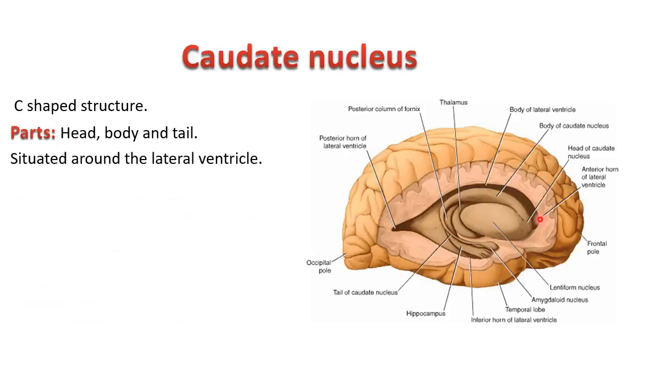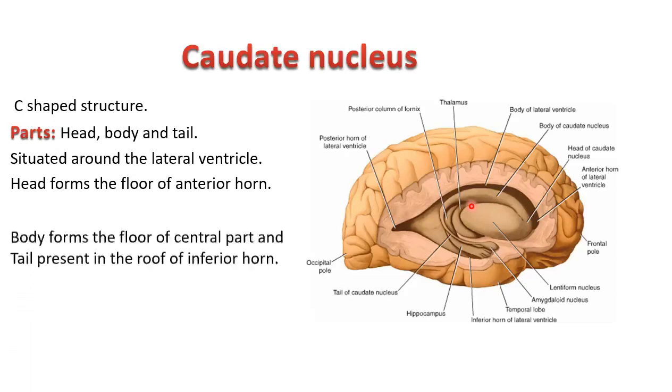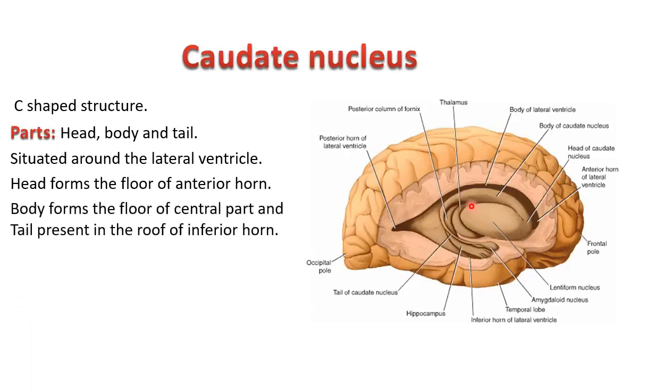So first, I told you it is situated around the lateral ventricle, and the head forms the floor of the anterior horn. The body forms the floor of the central part of the lateral ventricle, and the tail is in the roof of the lateral ventricle.